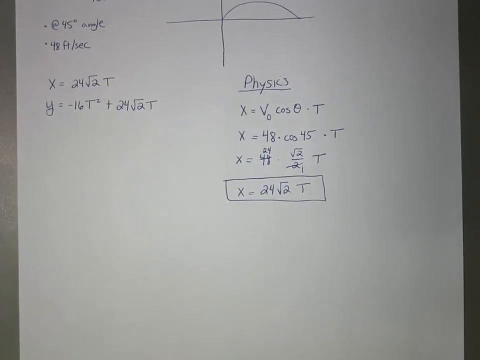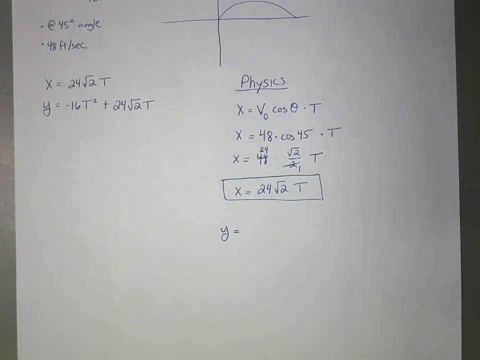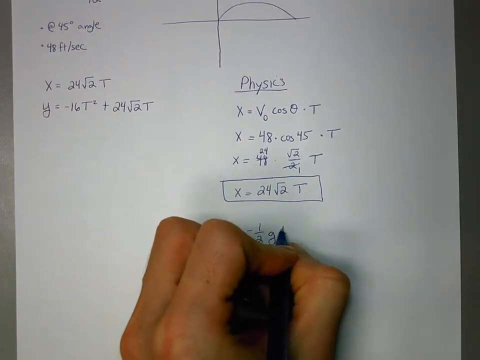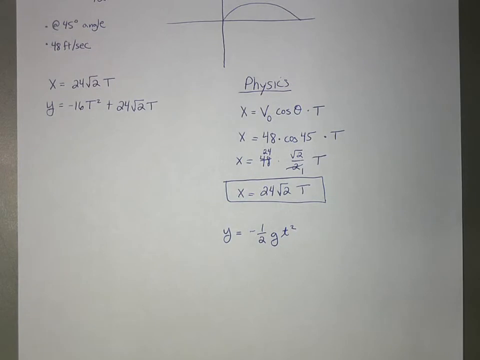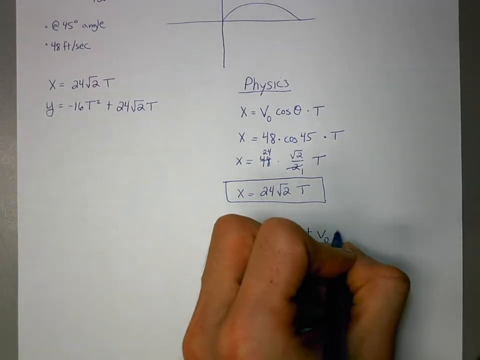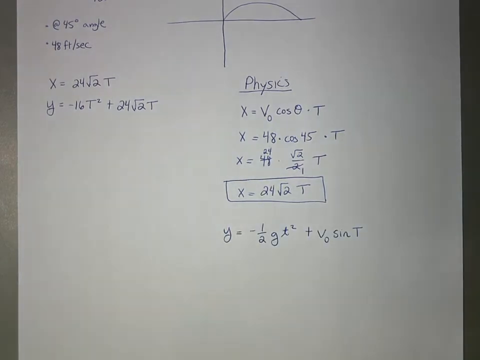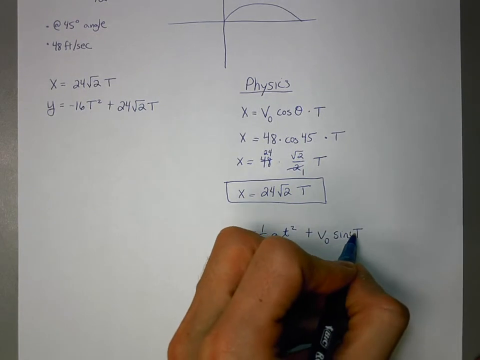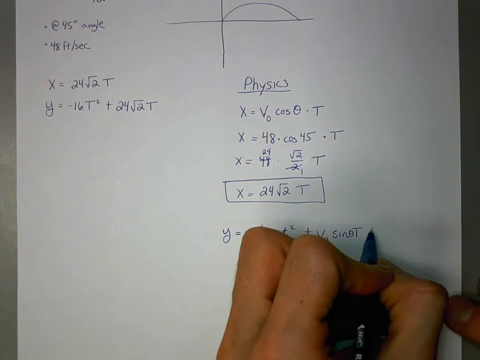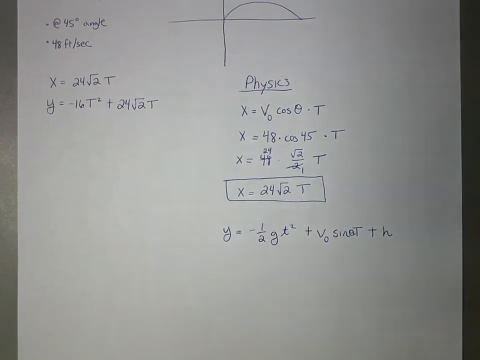The y component's a little bit more complicated. The y piece for the parametric equation is negative 1/2 g t squared. That's the first piece. Then we get v sub 0 times the sine of theta times t, plus the height. That should be multiplication there, sine of theta times t.